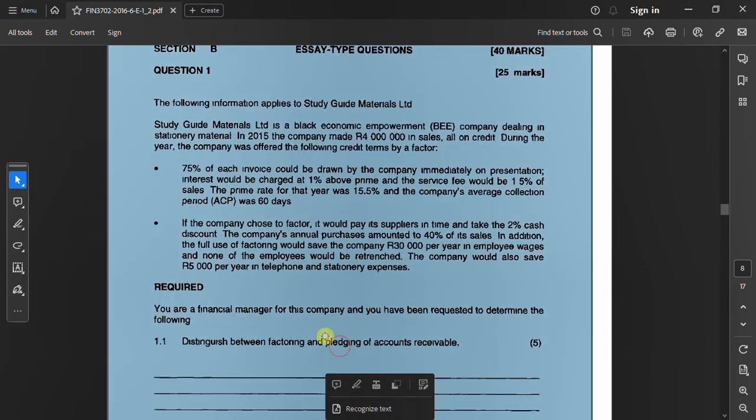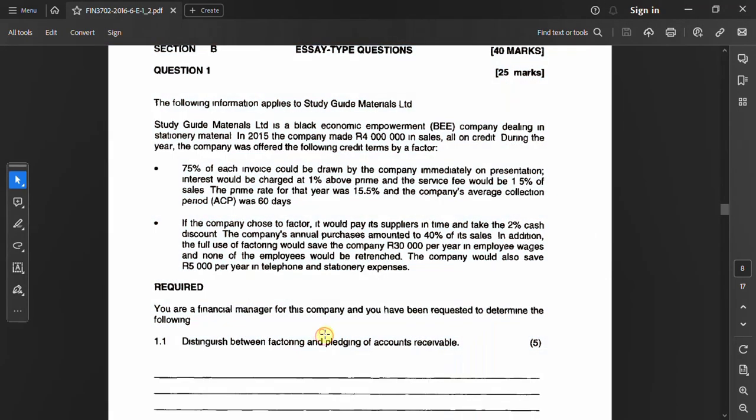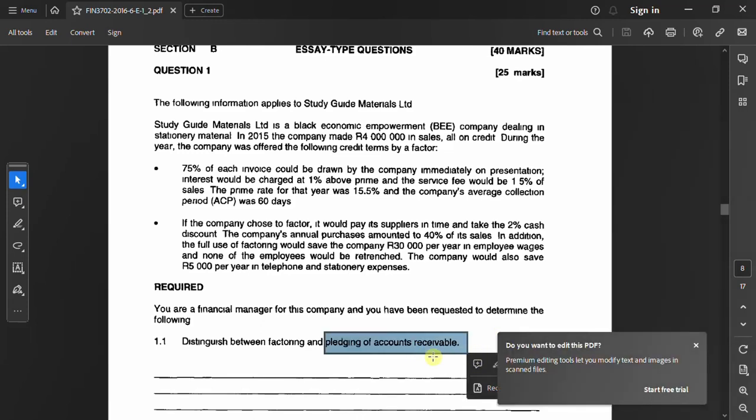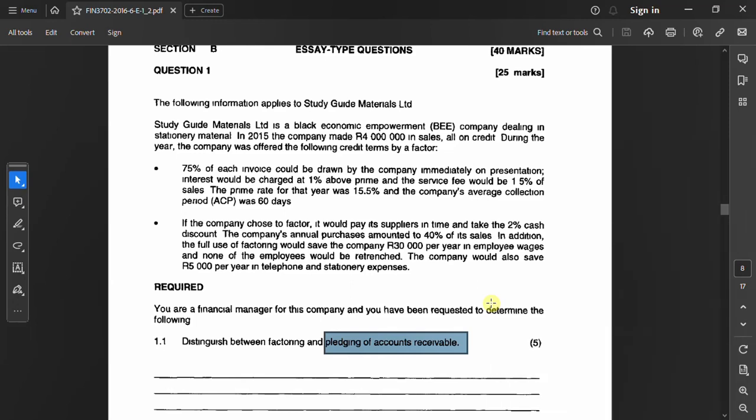I'm going to pledge. In other words, I'm going to use this asset, this accounts receivable, as collateral. I'm going to be collecting outstanding debtors each month. If I default on my loan, then the bank will use that as a form of collateral. So pledging is using it as a form of security for loans. Yes. That's the theory that you'll see in the textbook.